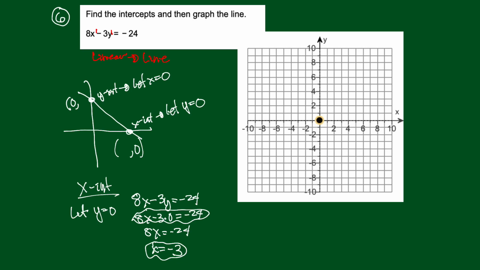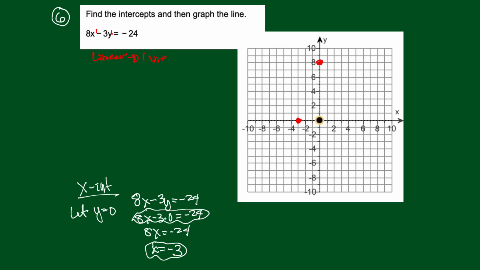So I'm going to plot that. X is negative 3, so run up to the graph. Here's negative 3 on the x. I'll put a point there, right here at negative 3. That's my x-intercept. The line crosses the x-axis right there. Now I'll get us some room here. Let's get the y-intercept.